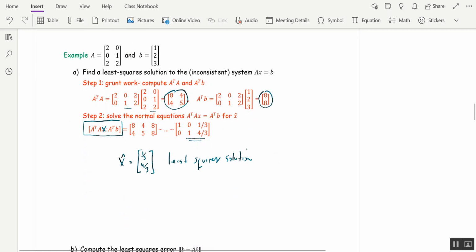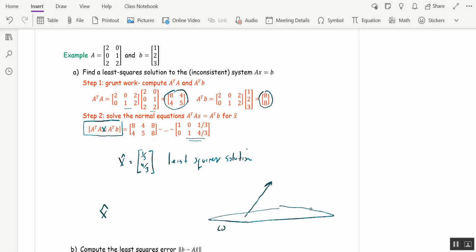Now let me just show you a picture of what we did. Here's col A. X hat lives over here, all right? And then B is up here. This plane is col A. AX hat lives in col A, and it's the closest point in col A to the vector B.